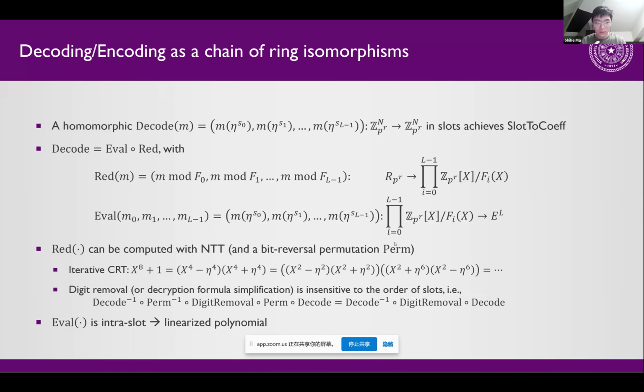And for the red, it can be expressed as an iterative CRT process, where the number of CRT factors doubles after each iteration, and thus it can be computed with NTT along with a bit reversal permutation. And although we have an extra bit reversal permutation perm here, it doesn't really matter because the computation task between these two linear transformations is insensitive to the order of the slots. And this phenomenon was also observed in CKKS bootstrapping previously.